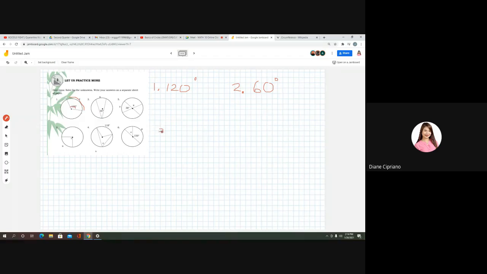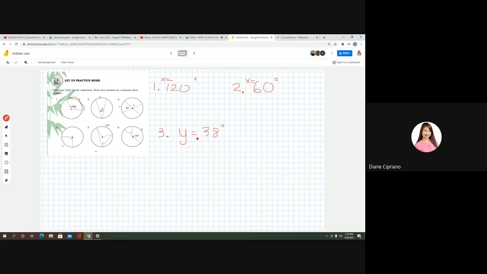For number 3, how to answer number 3? Yung y muna. So here, x to x. So in our y, in number 3, what is it? 38 degrees, okay, 38 degrees, because, ma'am, 38 degrees is the central angle.